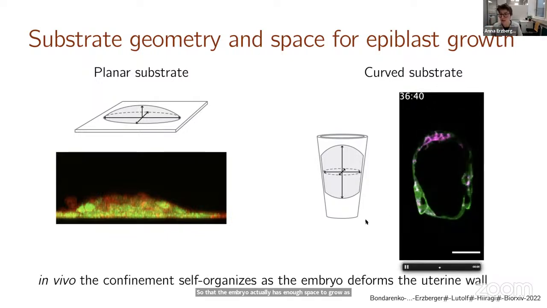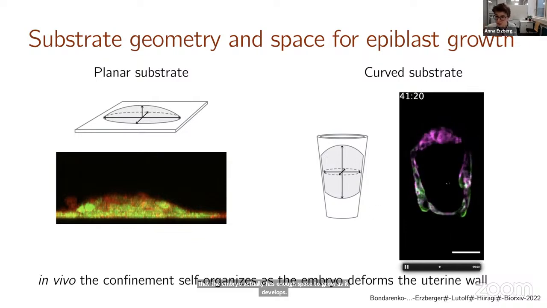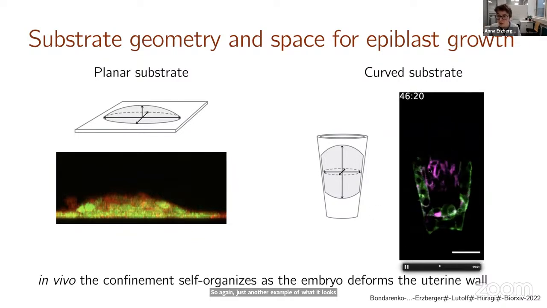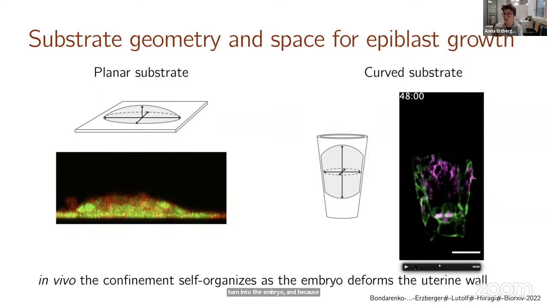So again, just another example of what it looks like. You see the inflation collapse of the lumen here quite nicely as well. The pink stuff is what will later turn into the embryo. And because of the confining geometry, it has the space to elongate and to acquire the structures that it needs.